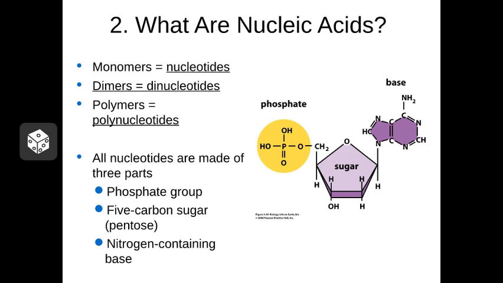Like the other groups of biomolecules, nucleic acids have monomers, dimers, and polymers. The monomers in this group are molecules known as nucleotides, and this is one nucleotide over here. If you put two of these guys together, you get the dimer, which is known as a dinucleotide. And if you put many of them together, you get the big molecules like DNA, and those are referred to as the polynucleotides.